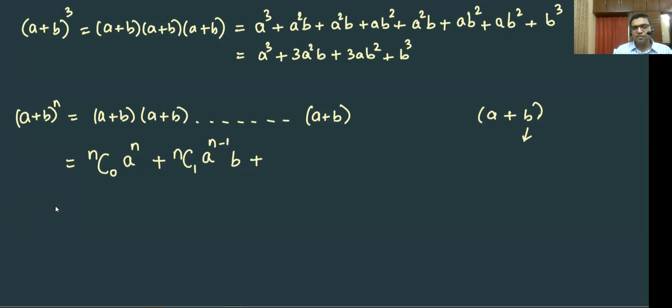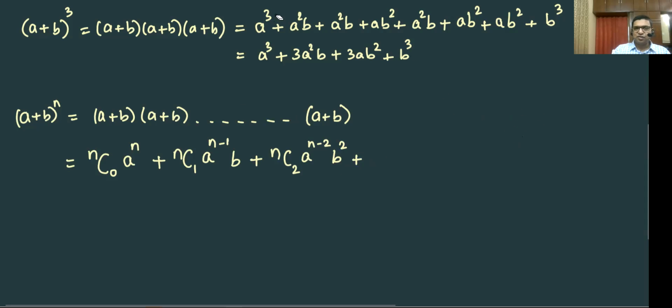Next, I want the b square term. So from two factors, I will select b. From the n, I can select any two, so nC2, to get b. So two b's and the remaining n minus 2 a's. So I get a power n minus 2 into b square. Are you understanding how we are doing? Yes, sir.